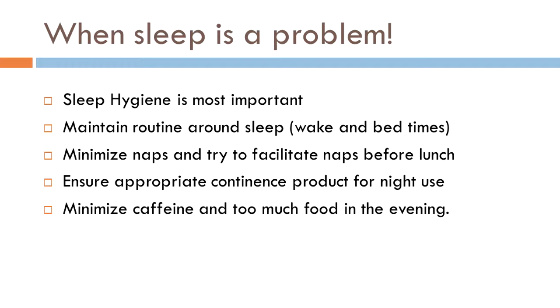So things like maintaining a routine around bedtime, minimizing naps, ensuring appropriate continence products for the night. So maybe a heavier product that can take more soiled items, feces and urine, minimizing caffeine and too much food at bedtime, obviously avoiding alarm clocks with really bright LED lights because that can be stimulating, having a nice calming routine in the nighttime, whether it's a warm bath or even just applying a warm blanket at night and having a nice warm tea or something. It kind of sets the mood for helping them to go to bed.